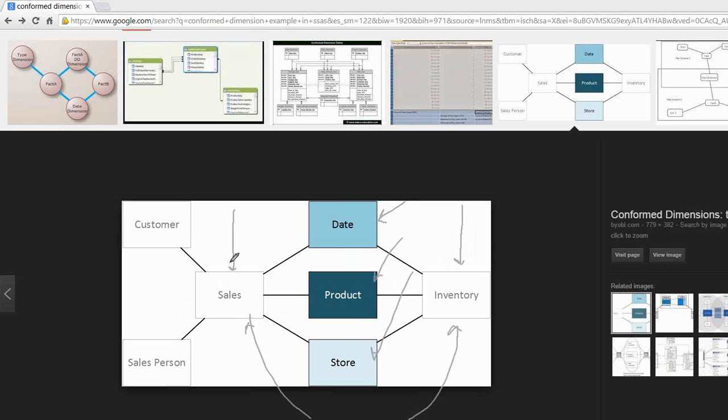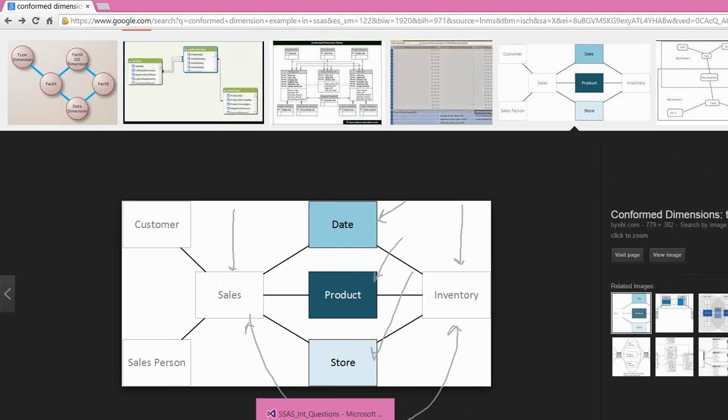So these kinds of tables or dimensions are called conformed dimensions. You must be wondering whether we have any conformed dimension in our data warehouse, that is AdventureWorks, the sample data warehouse given by Microsoft. Obviously it is there. If you go here, let me erase the pen.